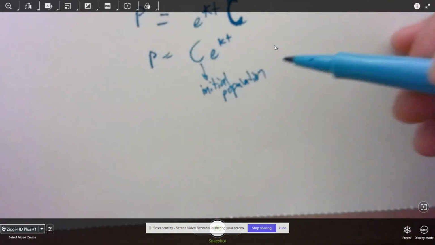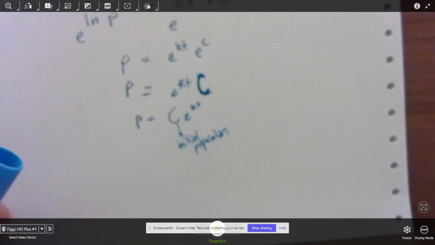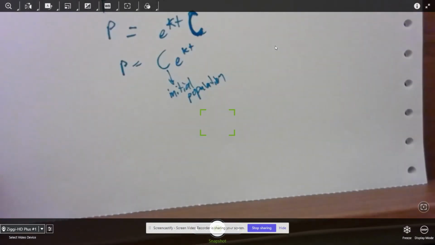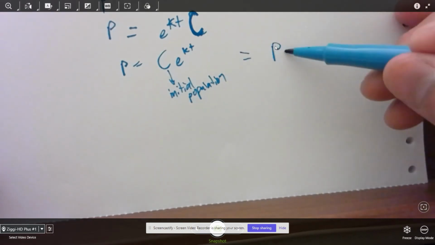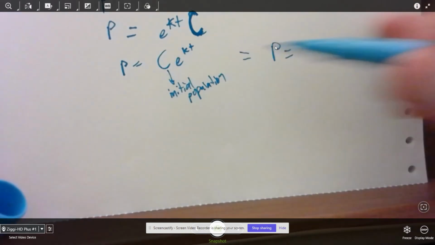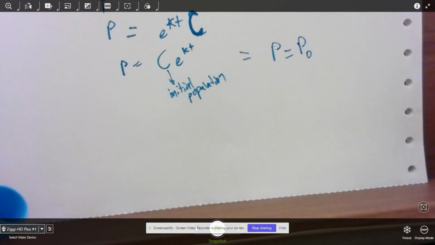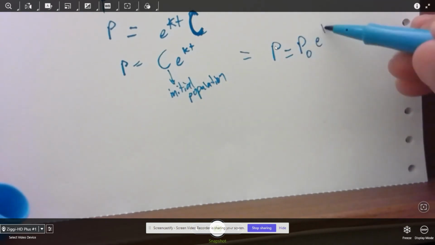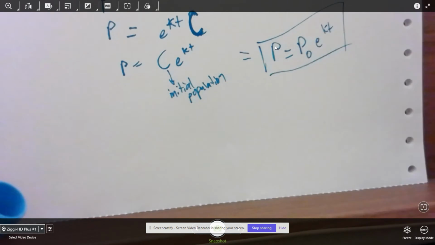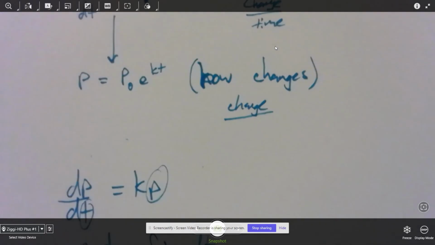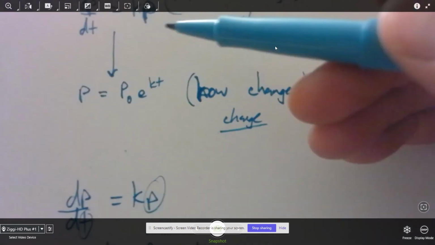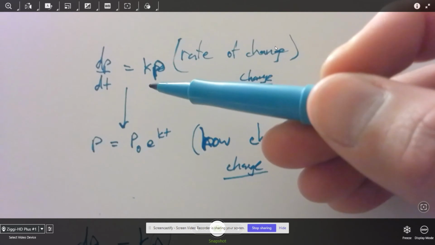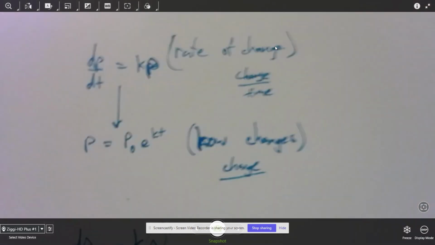So if we write that one more time to make it look a little bit nicer, that giant C now becomes the initial population, P0, times e to the kt. So this is a proof. This is how we got from our initial statement here, dP over dt is kP, to here. Okay? All right, guys, that's all I have for you for the proof.